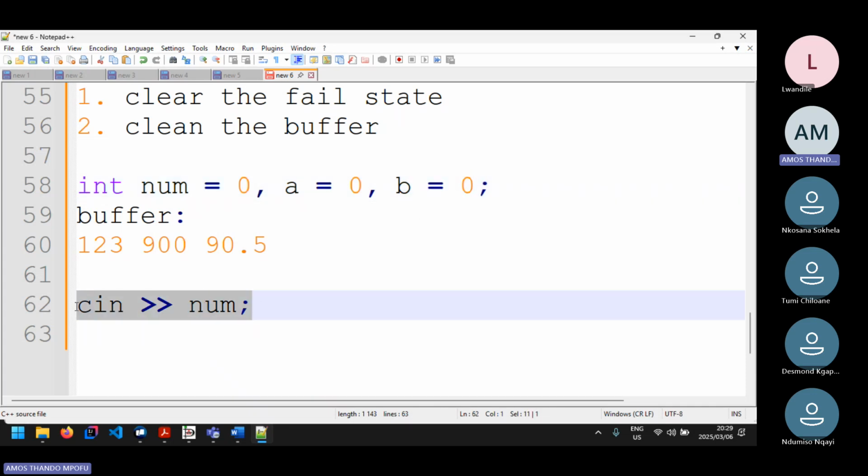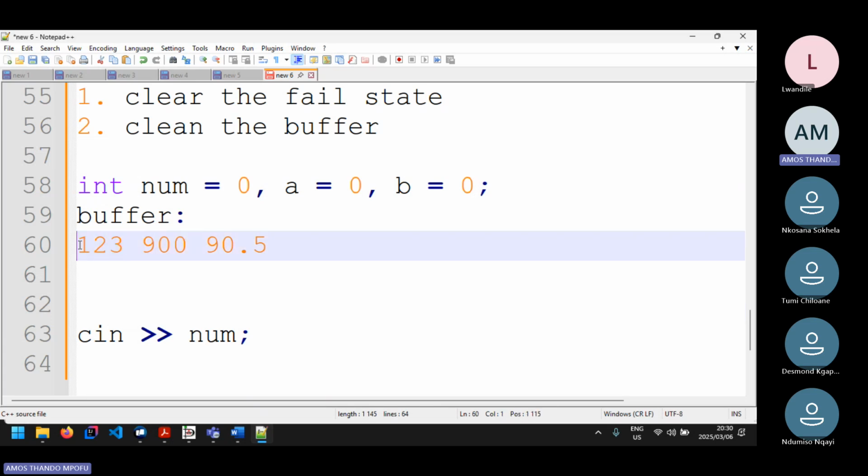But when it gets to this line, you are telling C++ to go to the buffer. Let me illustrate with a mini demonstration. You're telling C++ to go to the buffer and look for something that looks like an integer. So it's going to read character by character. Does this look like a number? Yes, it looks like a number. Does this look like a number?